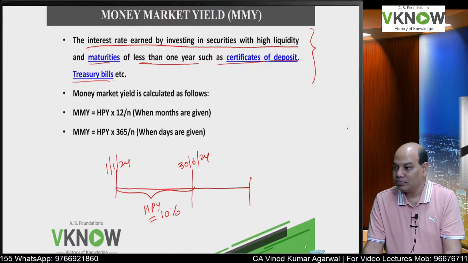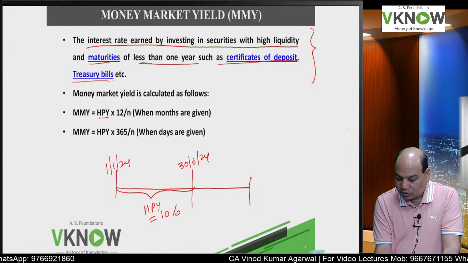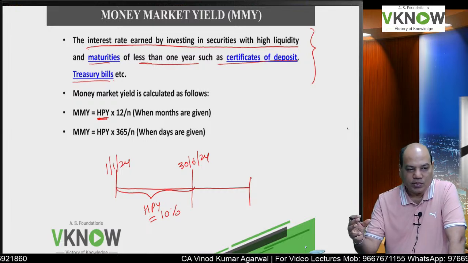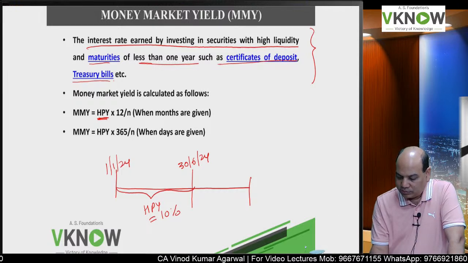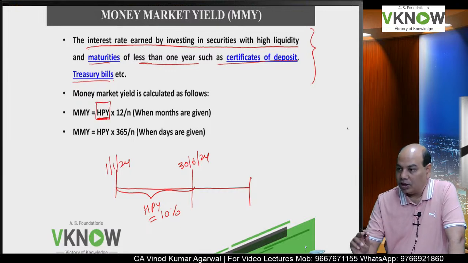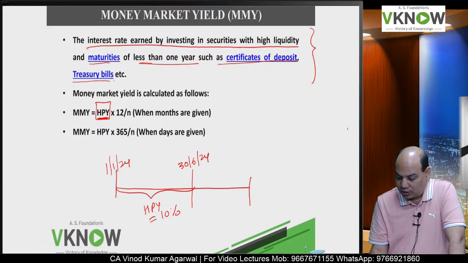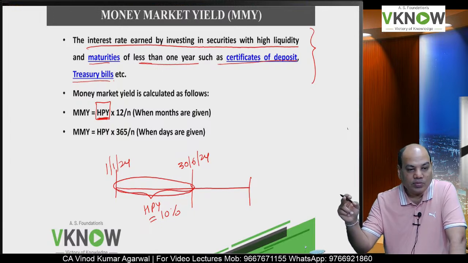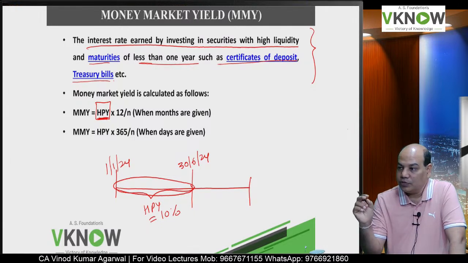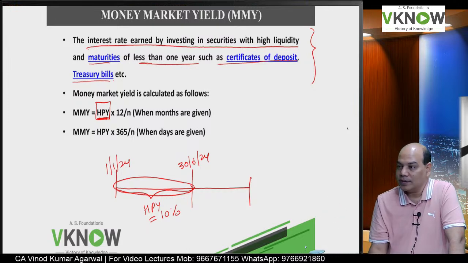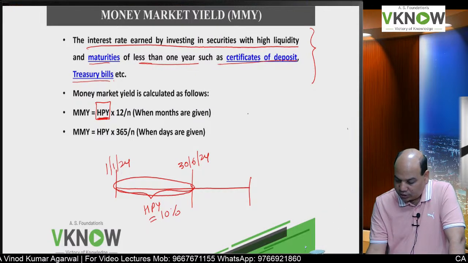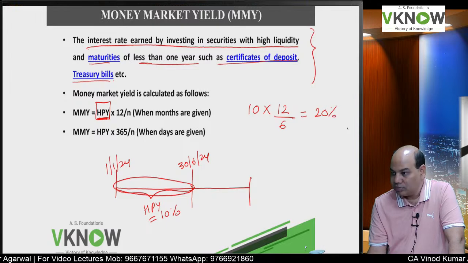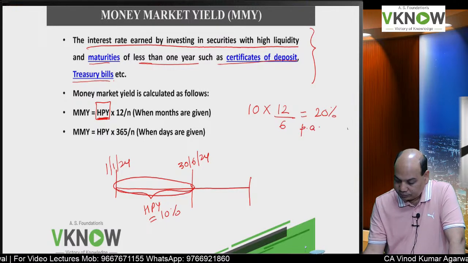in per annum terms. So what I will do, I will first calculate the holding period yield. That means if suppose I am holding the treasury bill for 3 months, so for 3 months I will calculate and then annualize it. How do I annualize? Like in this example, if in 6 months you are earning 10%, then in 12 months how much you are earning? If 6 month return is 10, then 12 month is how much? 20%. So what you will do, you will take 10 into 12 by 6. So it will automatically become 20% per annum.